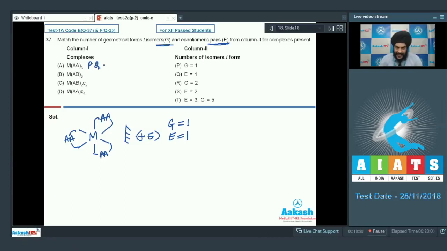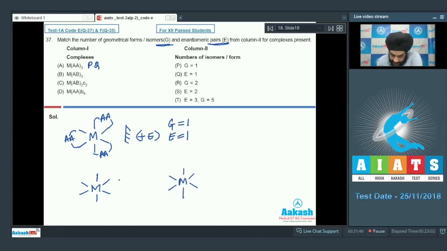Let us look at the second option now, where we have an asymmetrical bidentate ligand. So we have MAB3. So now we'll have two geometrical isomers, which will be the meridional and the facial. So we can draw them.